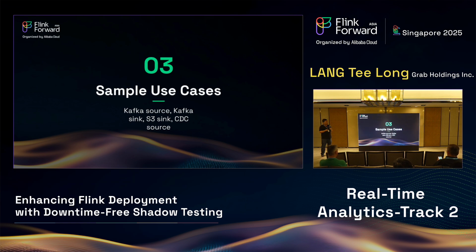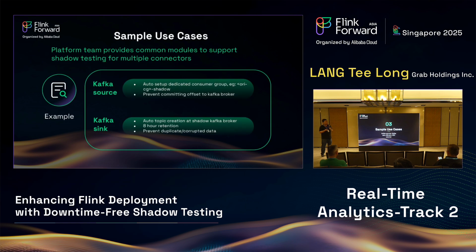So after I talk about the architecture and how we implement the shadow testing, I want to discuss briefly the sample use case that we commonly have in Grab. As a platform team, we provide the common module, which is just a Flink application code that will be bundled as a library for platform users to use.